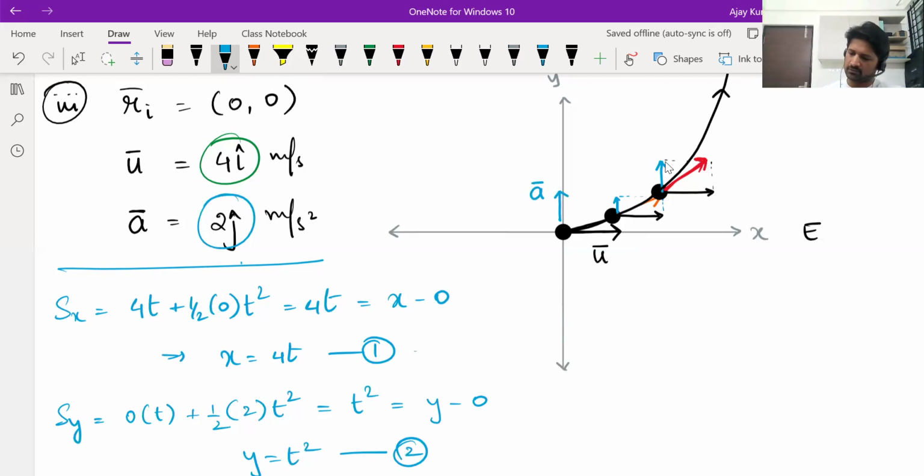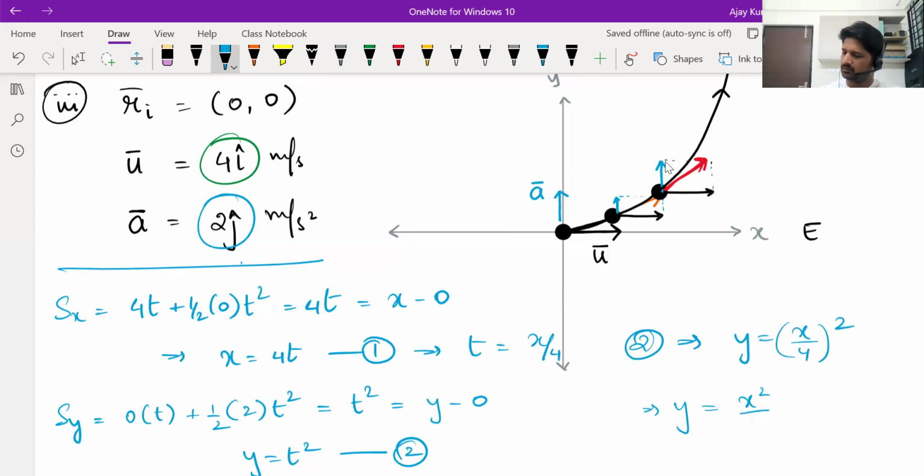From the first equation, you can say t is equal to x by 4. Substitute that in the second equation. You get y is equal to t square. Now, t square means x by 4 whole square. That's all. So y is equal to x square by 16.